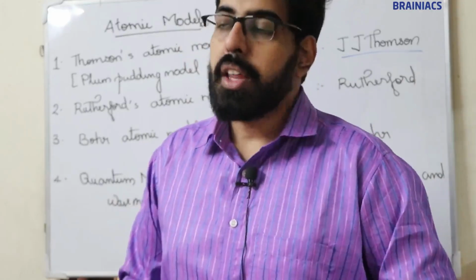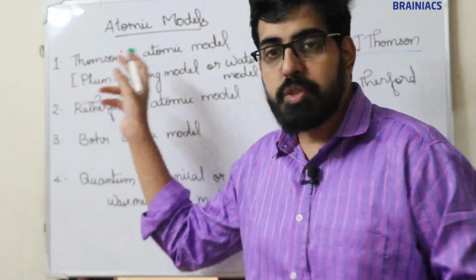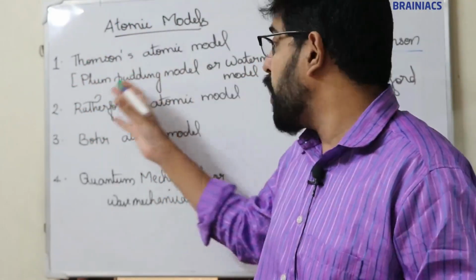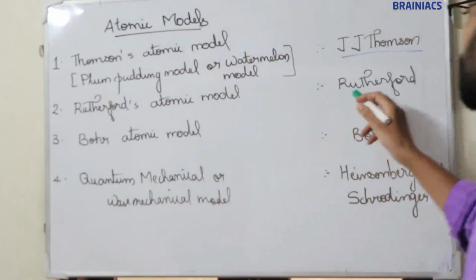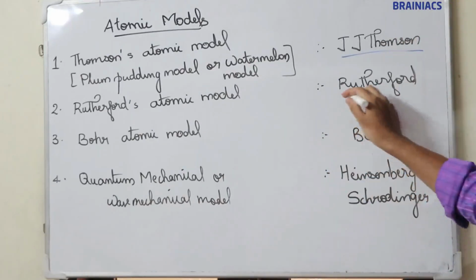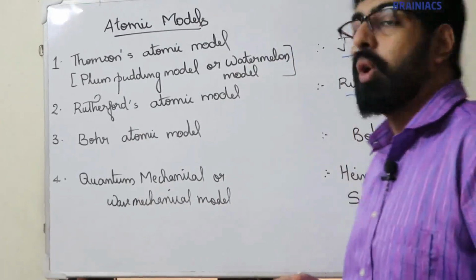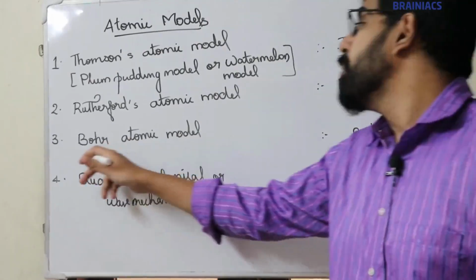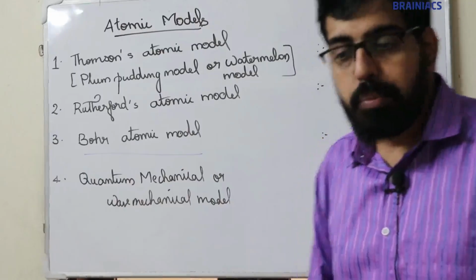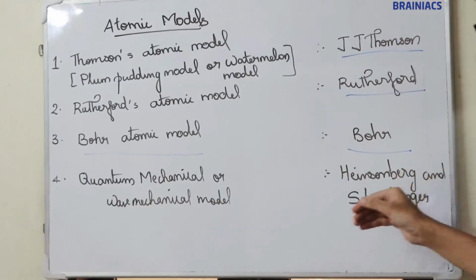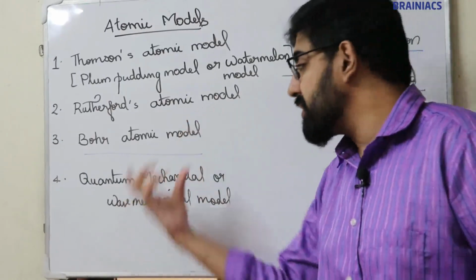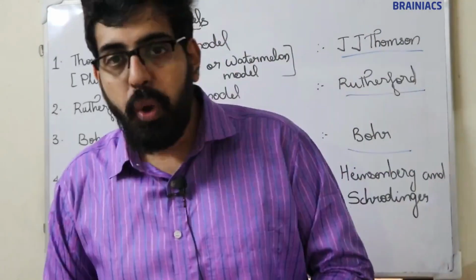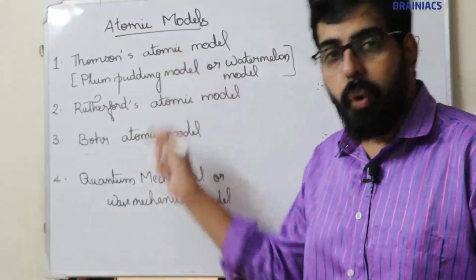So the four models which help us to identify the position of electrons, protons and neutrons in an atom are: Thomson's model by J.J. Thomson, also known as the watermelon or plum pudding model; Rutherford's atomic model; the Bohr atomic model by Niels Bohr; and the quantum mechanical or wave mechanical model by Heisenberg and Schrödinger. Now we are going to study these four models in detail.